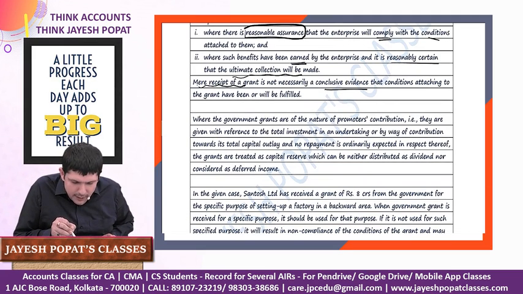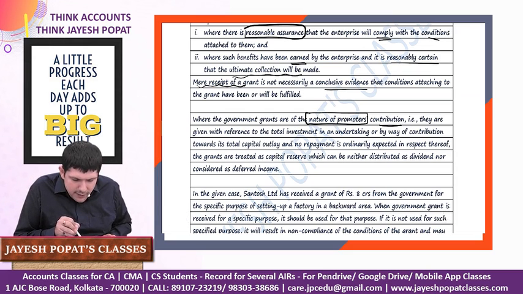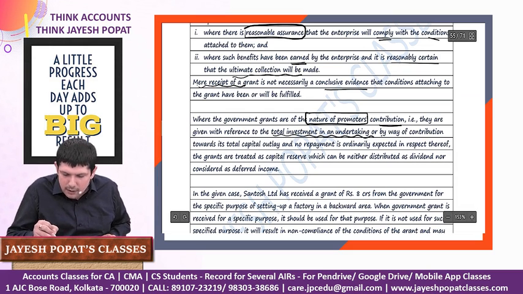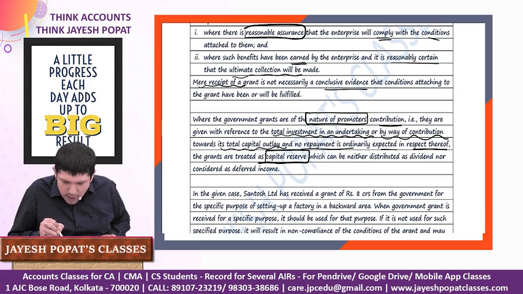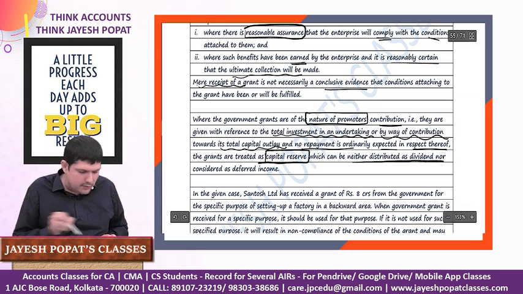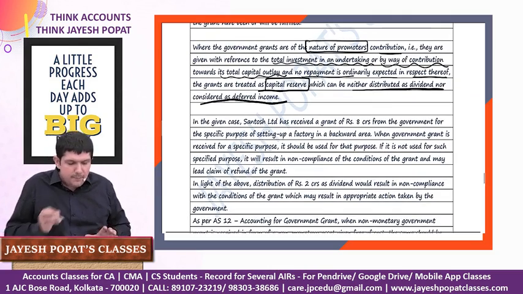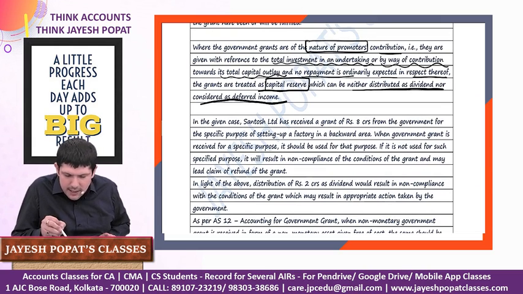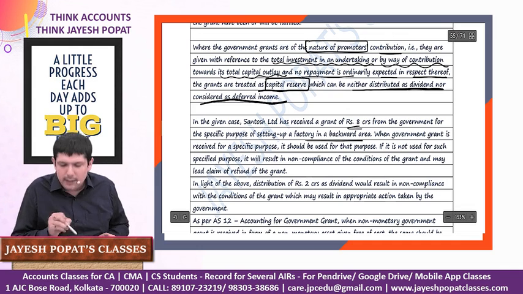Then it says where the government grant is in the nature of promoter's contribution, they are given with reference to total investment in an undertaking or by way of contribution towards its total capital outlay, and no refund is ordinarily expected in respect thereof. The grant is to be treated as capital reserve because it is in the nature of promoter's contribution, which can neither be distributed as dividend nor can be considered as deferred income. So giving this as dividend is incorrect. In the given case, Santosh Limited has received a grant of 8 crore from the government for the specific purpose of setting up factory in the backward area.